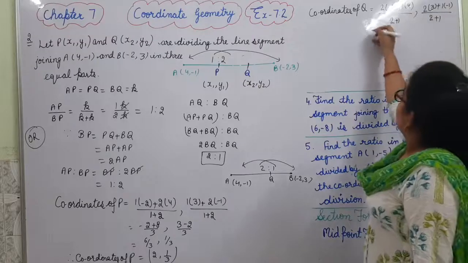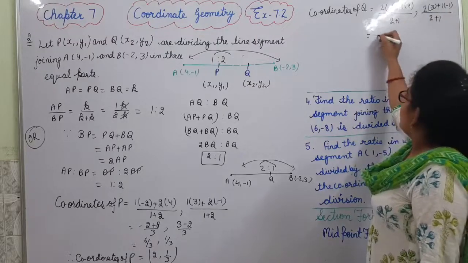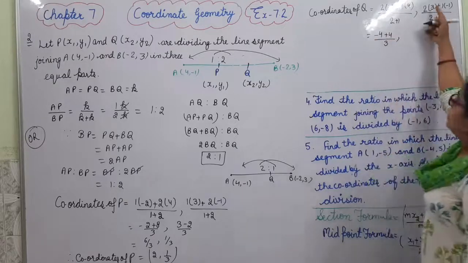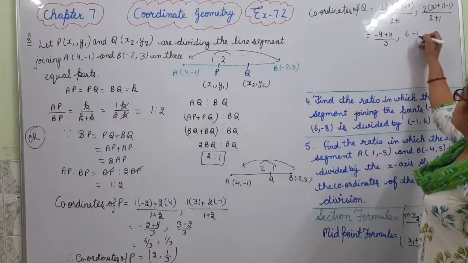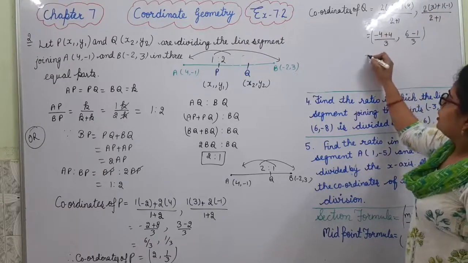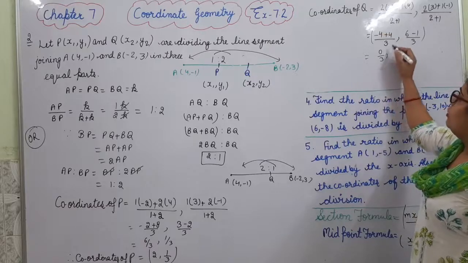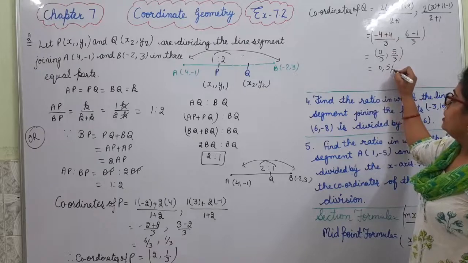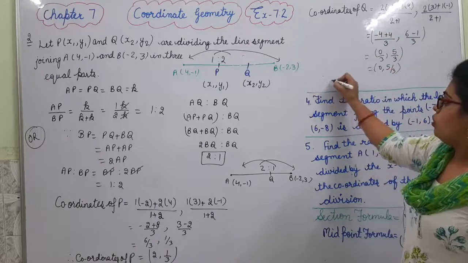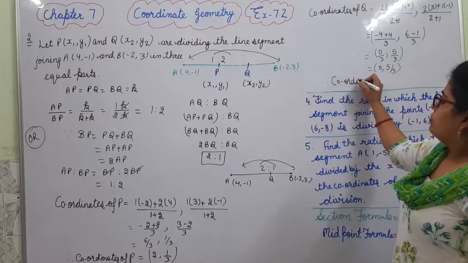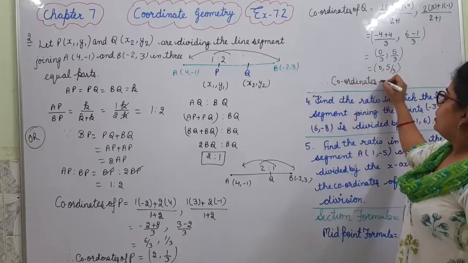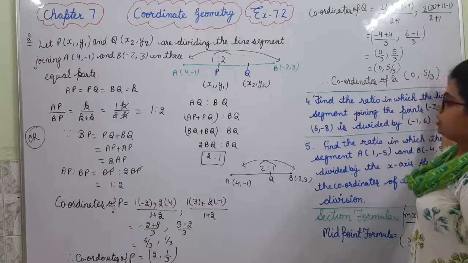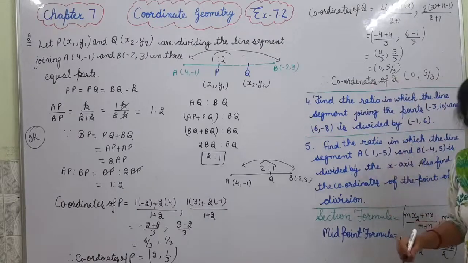From here, (-4 + 4) divided by 3, comma, (6 - 1) divided by 3. Now when you solve it, you will get 0 by 3, and from here 5 by 3. It means we are getting 0 and 5 by 3. So coordinates of Q are 0 and 5 by 3. This is our question number 2.